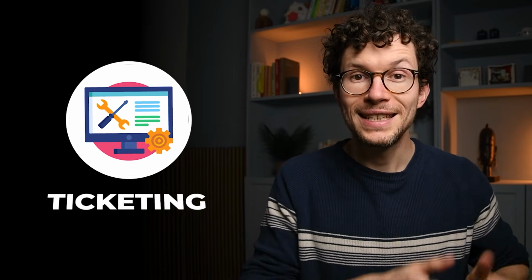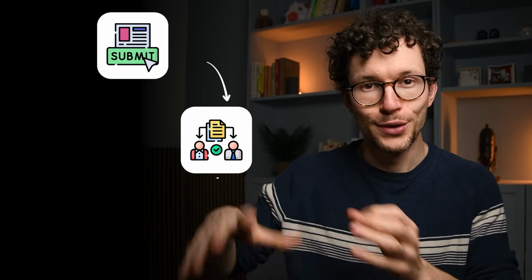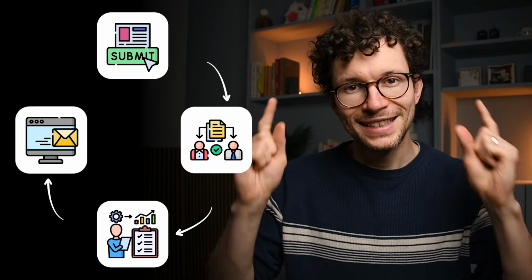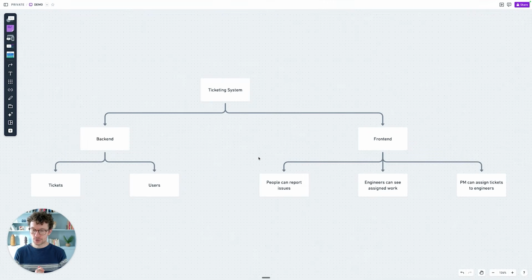The specific example that we're going to use for this will be a ticketing system. It will allow someone to submit a new ticket. It will then automatically be assigned to the right person. A product manager can review the assignment and then send it off for the engineers to work on. Ready? Let's get started.